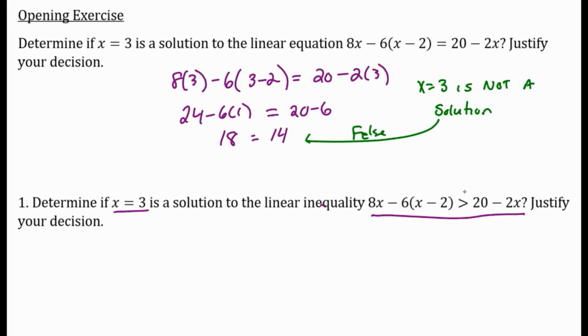Well, it's an inequality because it's a statement that says greater than. Notice this is exactly what we have above. If I plug in a 3, this is basically the same except I change the equal to a greater than sign. So I get 18 is greater than 14. But wait a minute, this is a true statement. So this tells me x equals 3 is a solution.